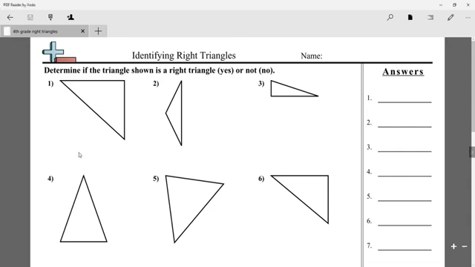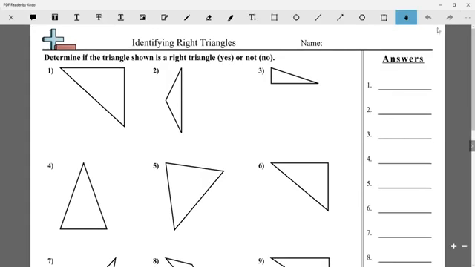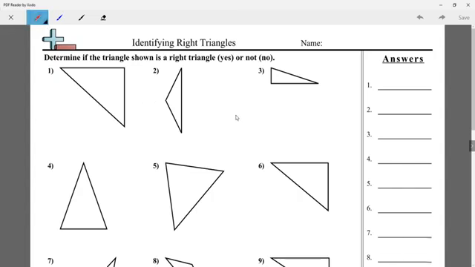Alright, today we are going to go over how to determine if we have a right triangle, and we're actually going to go over the different types of triangles. So the different types of triangles are right triangle, which is any triangle that has a right angle, which we will go over in a bit what that is.